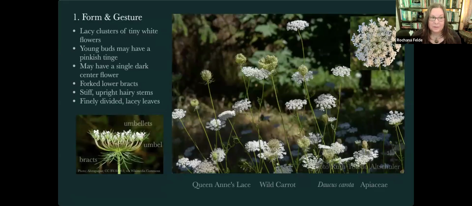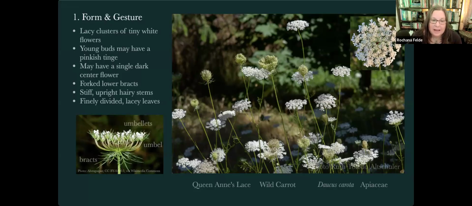And we start with the first window, form and gesture. Queen Anne's lace is quite interesting. It has some unique characteristics. It's that beautiful lacy flower in the Apiaceae family. And many of the flower heads have this on the upper right. You can see, if you look closely, a single flower that's a different color. Now, not all of the flower heads have that different color flower, but they all have the single flower in the middle of the whole. And that's one of the beautiful and unique qualities of this flower.